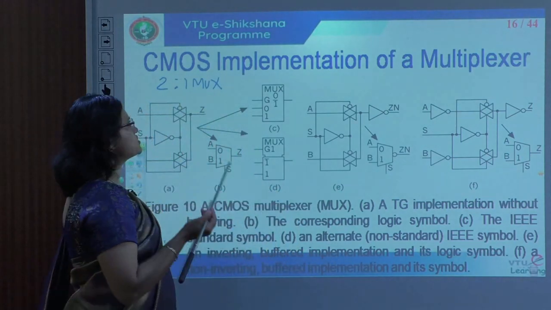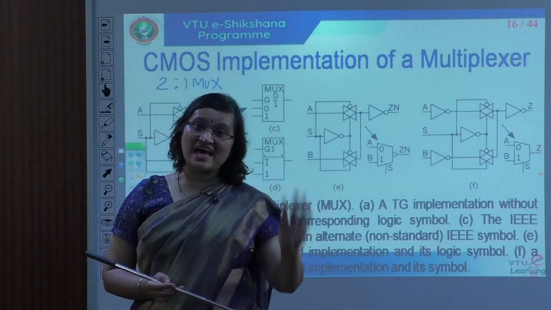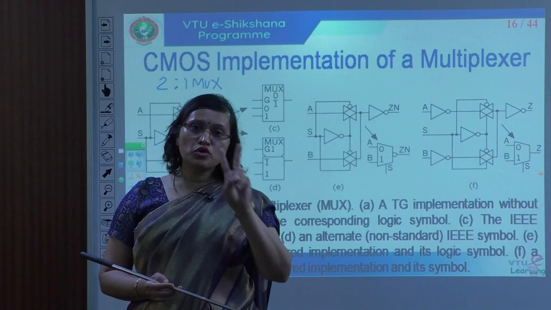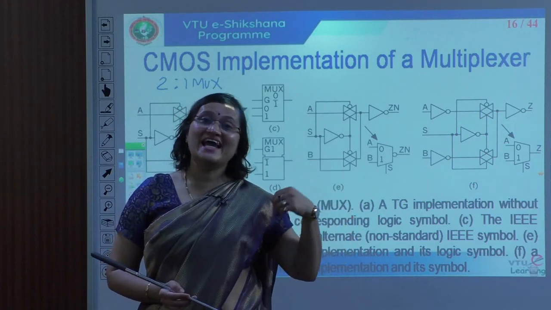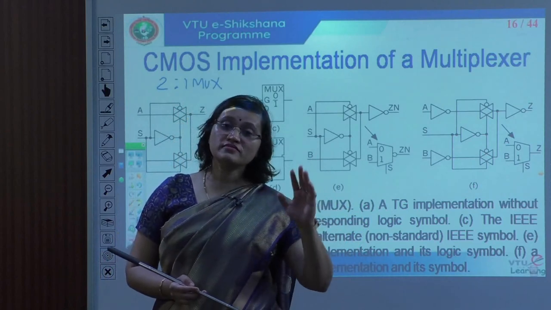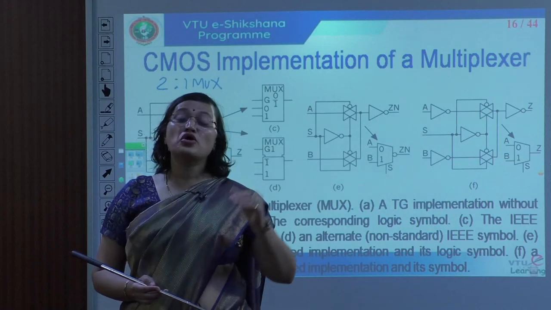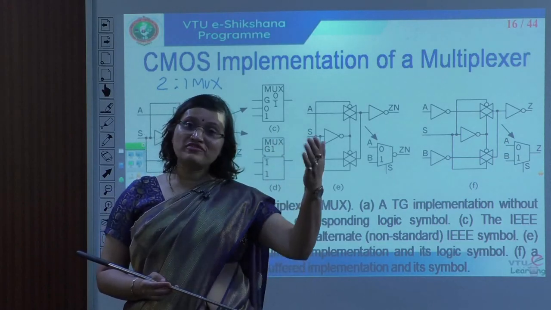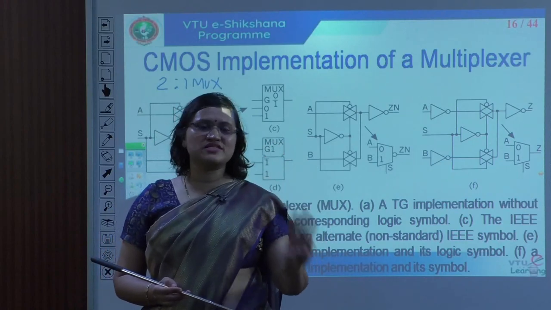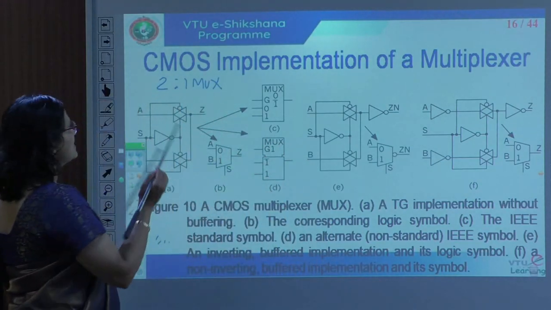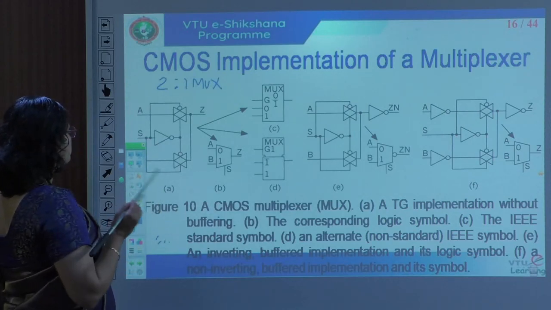What do you mean by 4 is to 1 multiplexer? It has 4 data inputs. To select one of the 4 data inputs, 2 select inputs are required, and 1 data output. What is an 8 is to 1 multiplexer? It has 8 data inputs and 1 data output. To select one of the 8 data inputs, we require 3 select inputs. Okay, so let us discuss the 2 is to 1 multiplexer here.